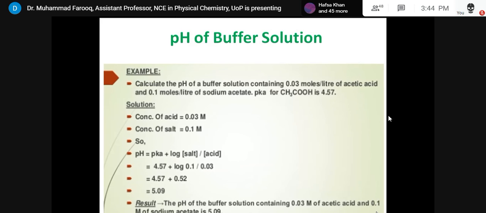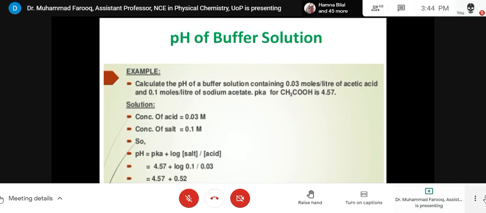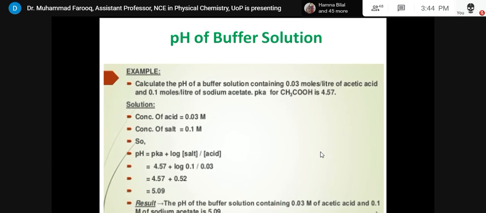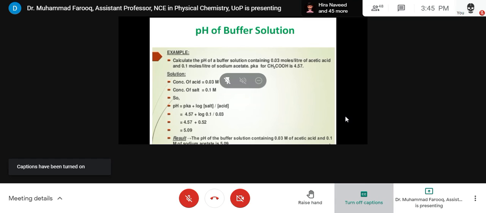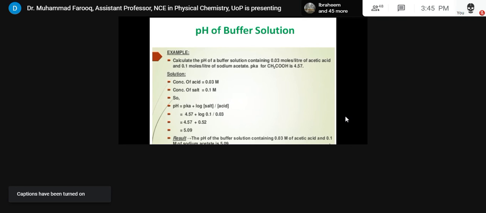Sir, I just want to know, if the pH and pKa values are the same, then the concentrations of salt and acid will be the same in that solution? Exactly. For example, pH is the same, pK is the same. So here you can see if you solve this equation, for example, log of salt divided by acid, so this is, for example, 0. Just solve it. For example, just wait.